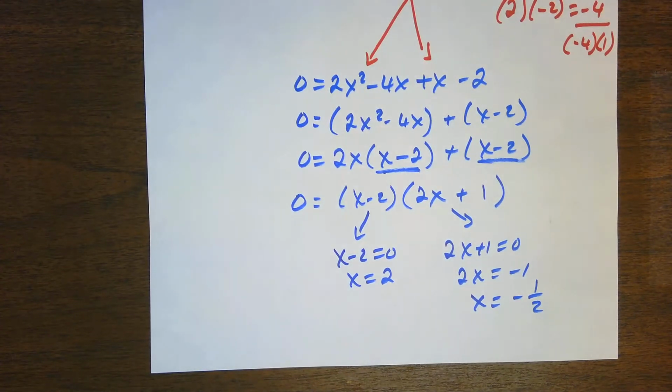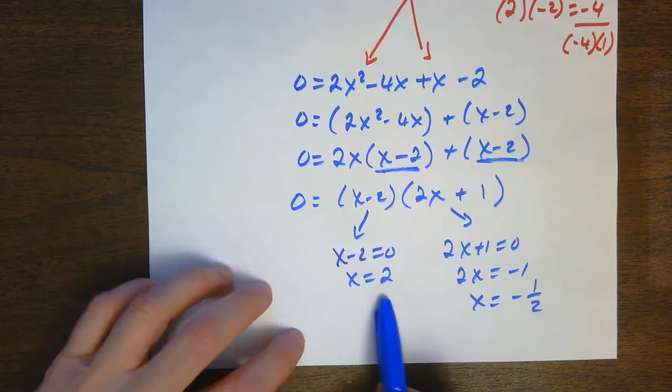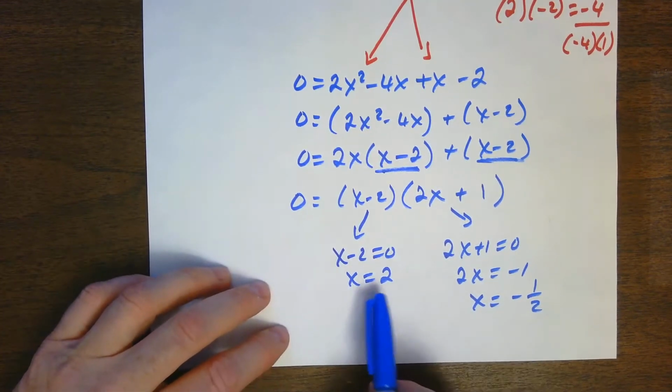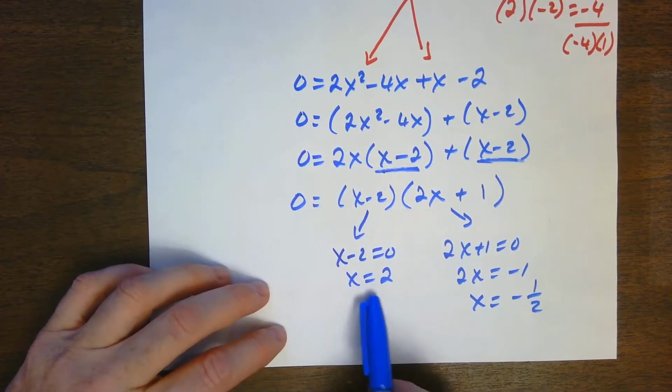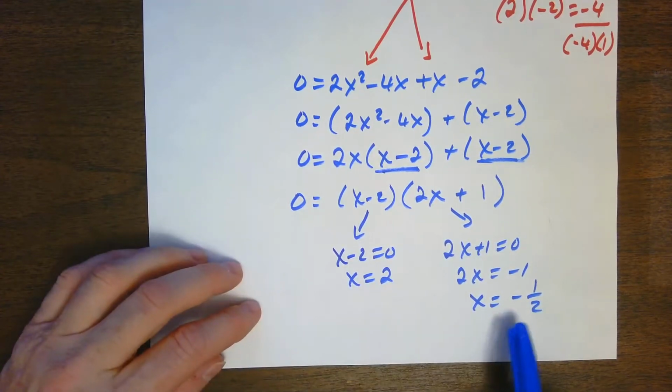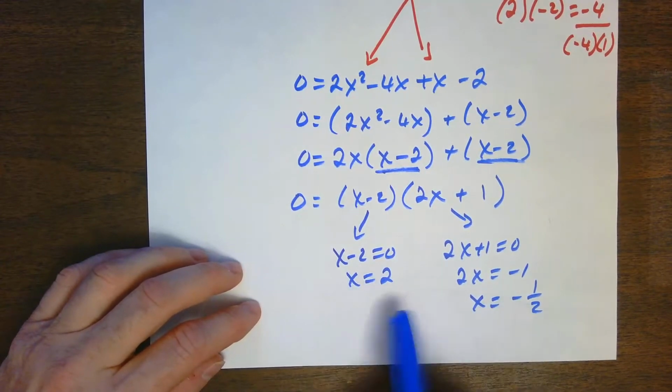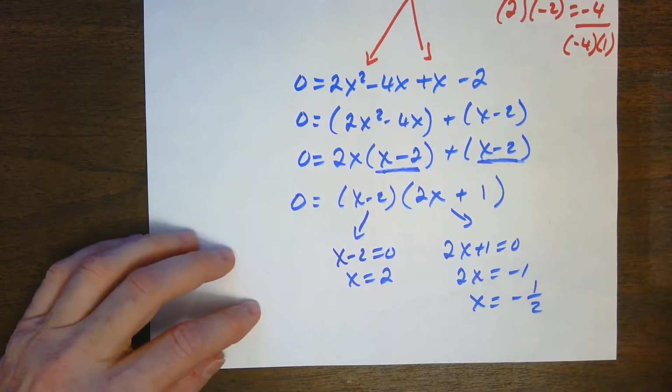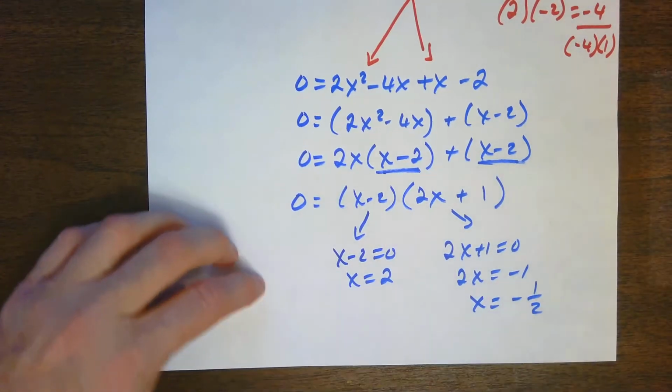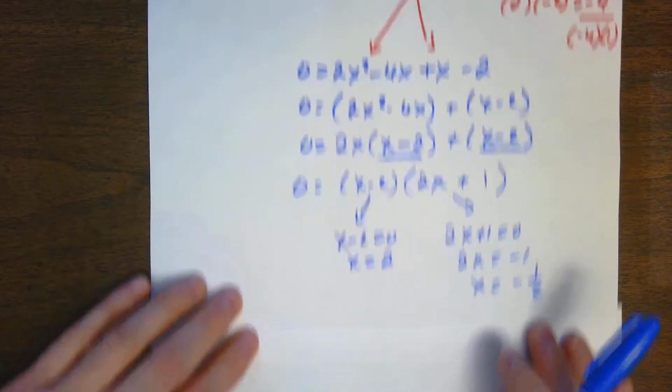What does this mean? This means that the parabola and the line are going to intersect in two different places. This is the x value of the first point of intersection. This is the x value of the second point of intersection. This isn't a point here. These are both x values. What I need to do is find the corresponding y values. All right, so here we go.